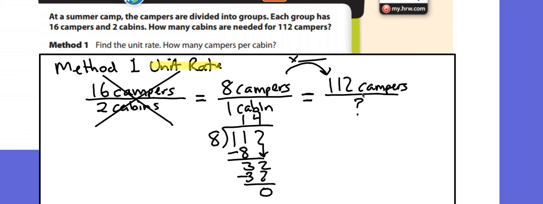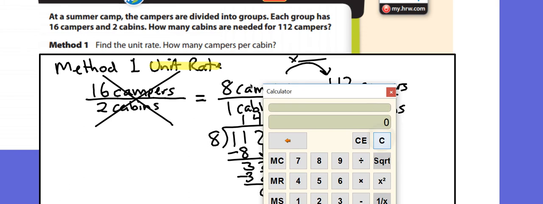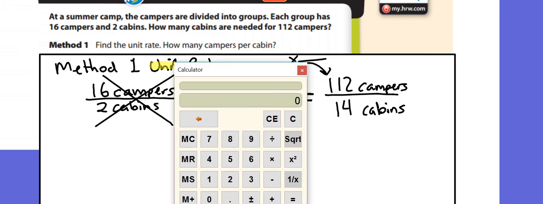So what is 14? Well, in this case, 14 is the number of cabins needed to house 112 campers. The way you could check that would be to, first of all, divide 112 by 8. You get 14. And then even more importantly, you could say, well, 8 campers can fit into one cabin. So if I multiply that by 14 cabins, I should get 112 campers, which I do.